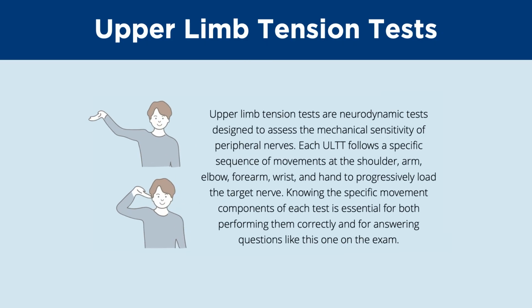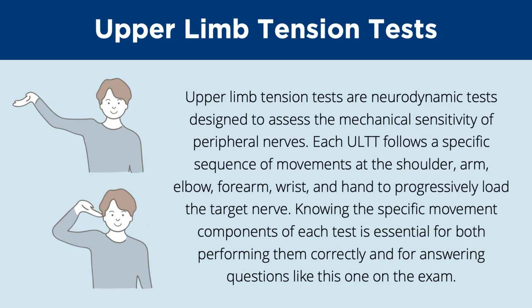Upper limb tension tests. Upper limb tension tests are neurodynamic tests designed to assess the mechanical sensitivity of peripheral nerves. Each ULTT follows a specific sequence of movements at the shoulder, arm, elbow, forearm, wrist, and hand to progressively load the target nerve. Knowing the specific movement components of each test is essential for both performing them correctly and for answering questions like this one on the exam.